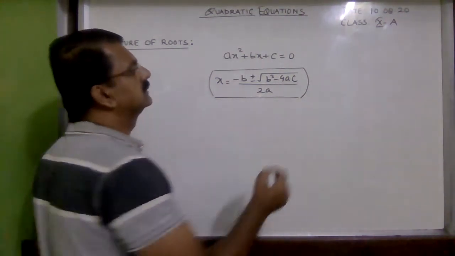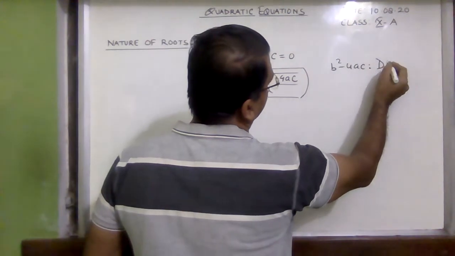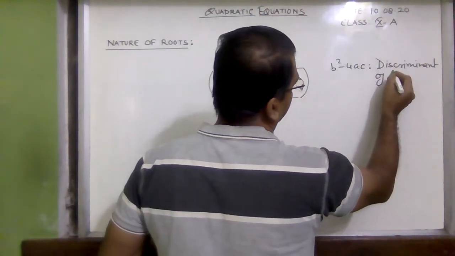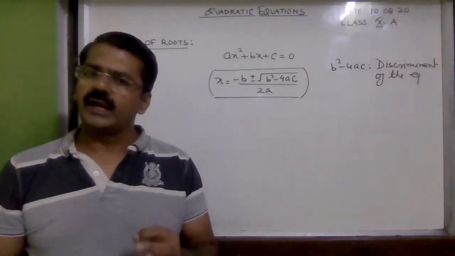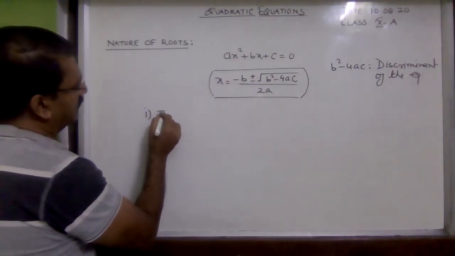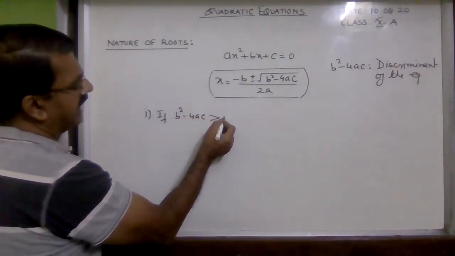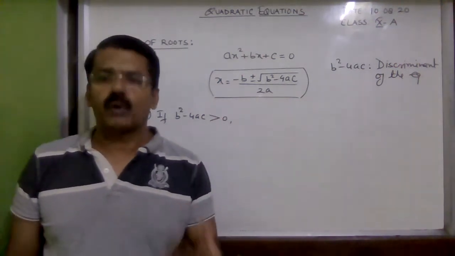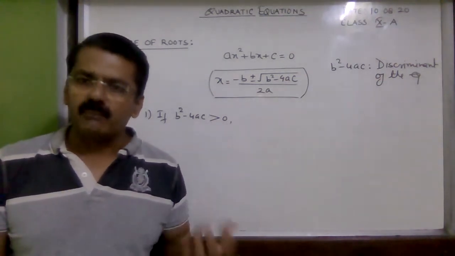Okay? Now, this b square minus 4ac is called the discriminant of the equation. Now, first thing, if b square minus 4ac is greater than 0. Greater than 0 means it is positive. That means the discriminant is positive.